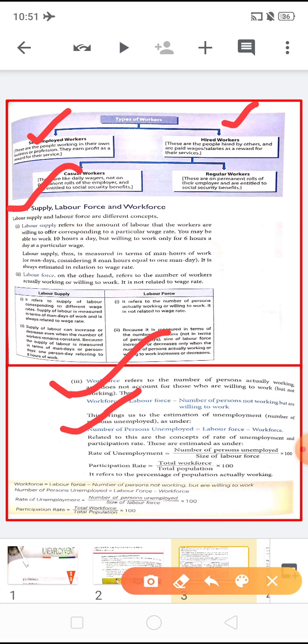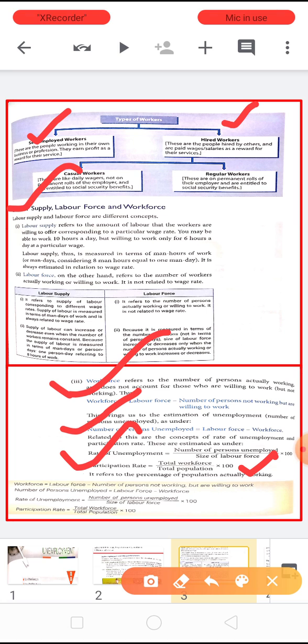And if we want to calculate the rate of unemployment, then the number of people unemployed is divided by the size of the labor force and multiplied by 100. This way we calculate the rate of unemployment in a country. And the participation ratio is equal to the total workforce divided by the total population, multiplied by 100. So it refers to the percentage of the population actually working.